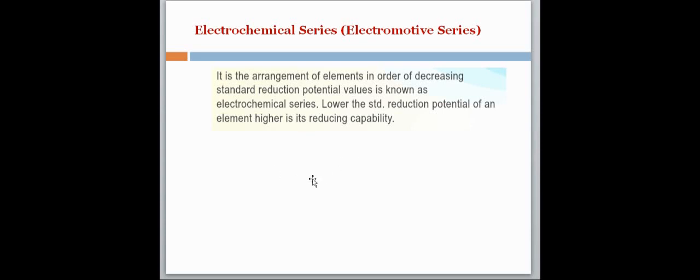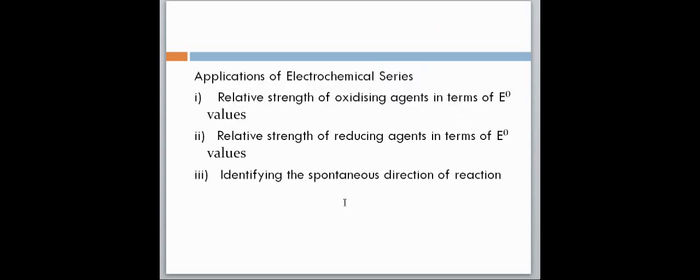Okay, so electrochemical series or electromotive series is what? It is the arrangement of elements in the order of decreasing, I'm stressing on the word decreasing, standard reduction potential values. Now, what are the applications of it? We can find out the relative strength of oxidizing agents, the relative strength of reducing agents, and we can also identify the spontaneous direction of the reaction.